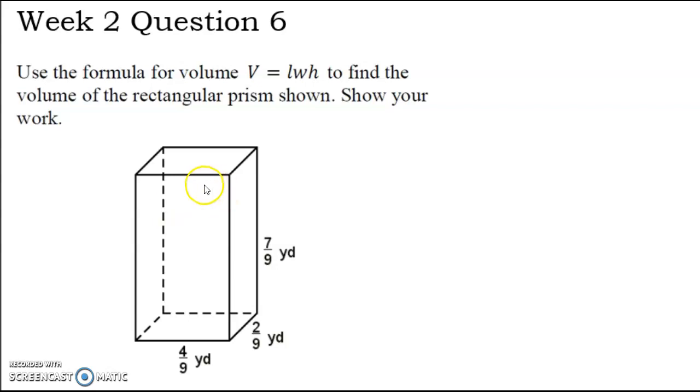All right, next one. Use the formula for volume. We even gave you this beautiful formula to show the volume of the rectangular prism. So it's length, width, height. And I know they're all next to each other, but if they're next to each other, they're assumed to be multiplied. So my length is 4/9 times my width, 2/9, times my height, which is 7/9.